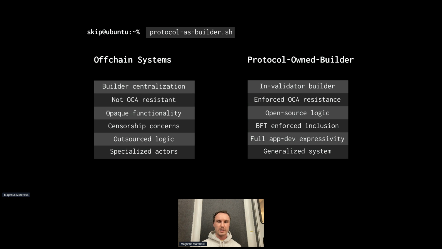Outsourced logic for off-chain systems, whereas full app dev expressivity for protocol-owned builders, right? App chains can fully determine their mempools and exactly how they want their blocks to be built. But one thing to note is off-chain systems do have specialized actors, right? These builders become very good at doing what they do. And for a generalized system, it's up in the air whether it can even compete. So there may be a sacrifice in terms of how much maximal MEV can be extracted. But because of the benefits of a protocol-owned builder, there may be situations, especially for app chains, where it's very defined functionality, where it might make sense.